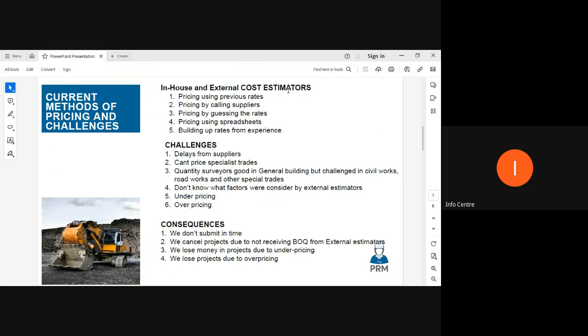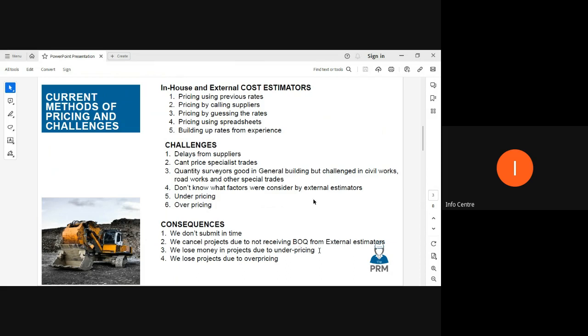So, with those challenges, what are the consequences? And I'm sure most of us can relate to the following. One, we don't submit tenders in time because obviously we can't complete BOQ pricing in time. Number two, we don't submit at all or we cancel the bid because we're not submitting BOQs from our external cost estimators or we receive them last minute and there's no time to populate the BOQ for us to compile the tender. Number three, we lose money in projects that we win because we've underpriced on certain line items.